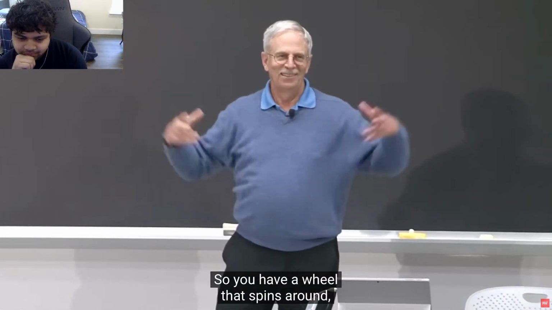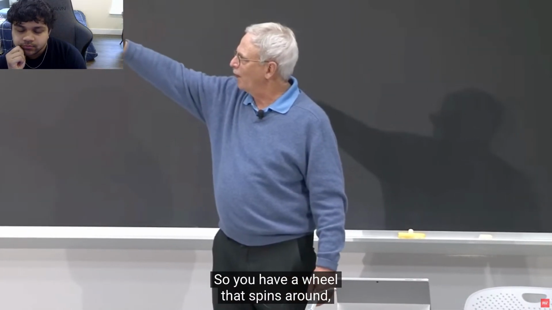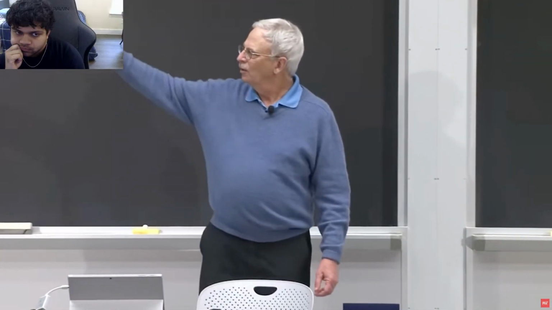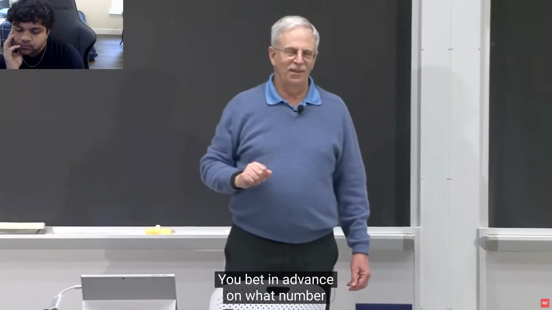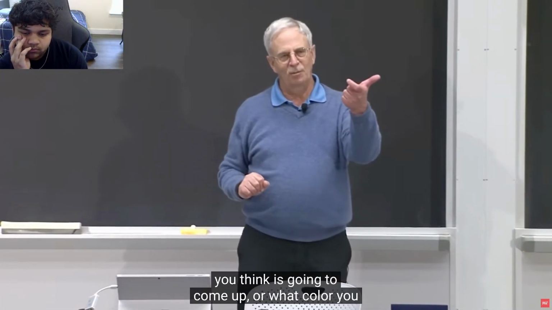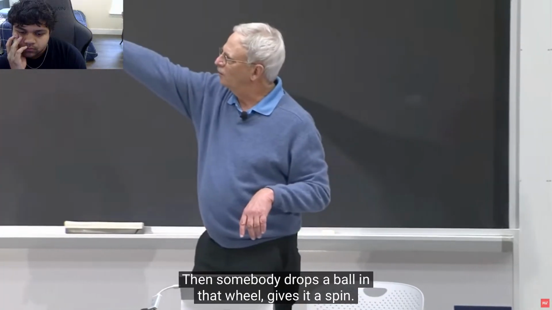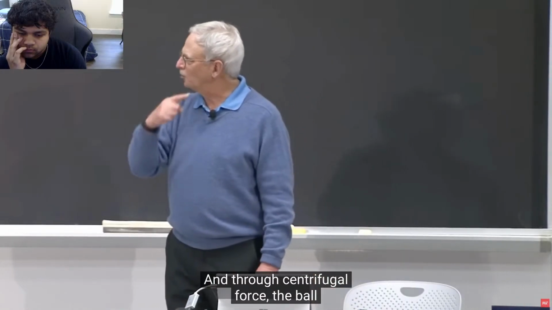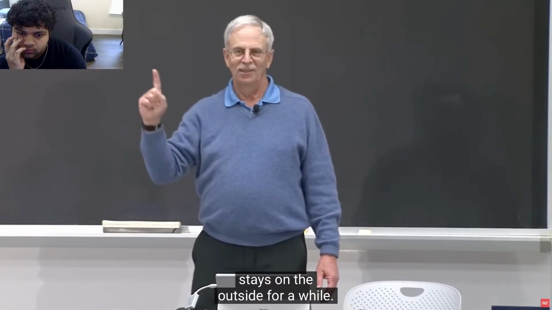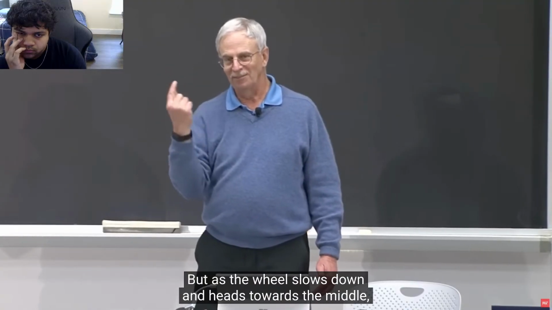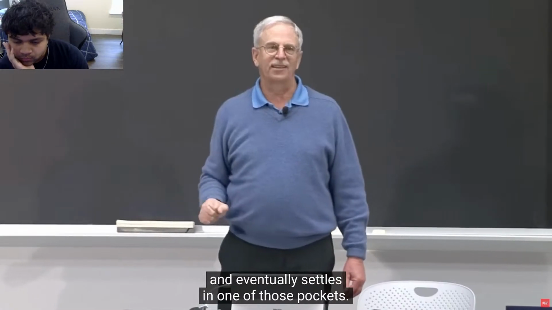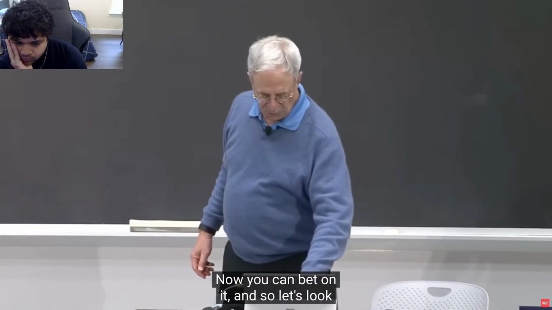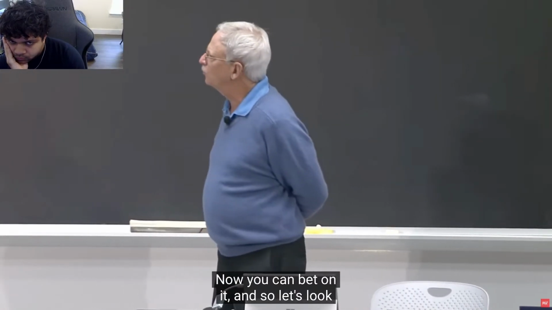All right, so you have a wheel that spins around, and in the middle are a bunch of pockets. Each pocket has a number and a color. You bet in advance on what number you think is going to come up or what color you think is going to come up. Then somebody drops a ball in that wheel, gives it a spin. And through centrifugal force, the ball stays on the outside for a while, but as the wheel slows down, it heads towards the middle. And eventually, it settles in one of those pockets, and you win or you lose. Now, you can bet on it. And so let's look at an example of that.